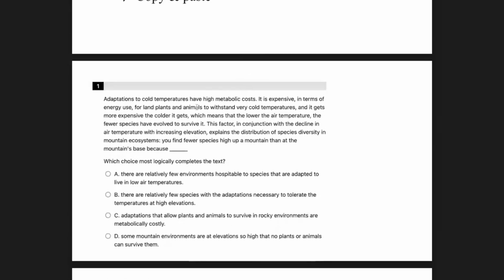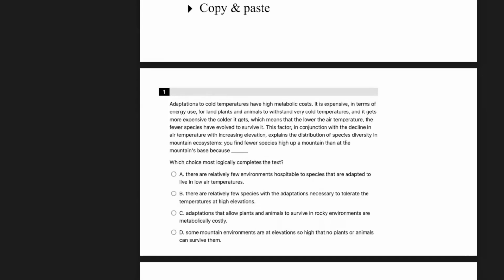This is one of the types of questions you will get on the DSAT. So let's see. Adaptations to cold temperatures have high metabolic costs. Go ahead, read that. And then I'll ask you, what do you think the purpose of this is? The lower the temperature gets, the fewer species that are able to adapt to survive in the temperature.